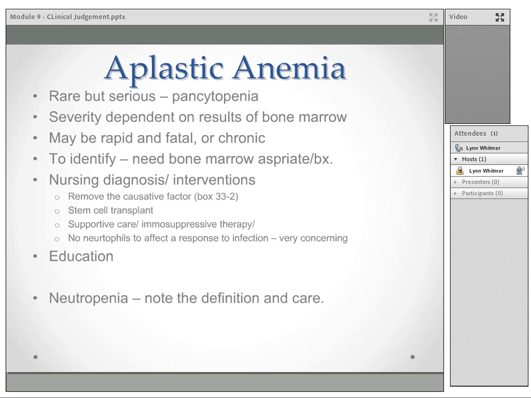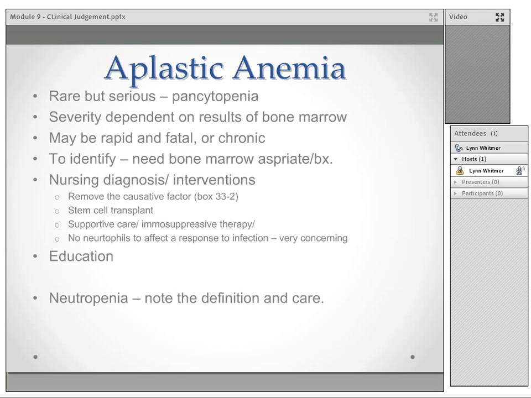Nursing diagnoses: we want to remove the causative factor. If we look in box 33.2, we see lots of reasons why we have acquired aplastic anemia. Radiation, autoimmune, some pregnancies, some of the viral infections, some of the toxins in the world, chemotherapy, some of the drugs that are used over long periods of time can lead you to this disease. The resultant treatment is stem cell transplants usually.